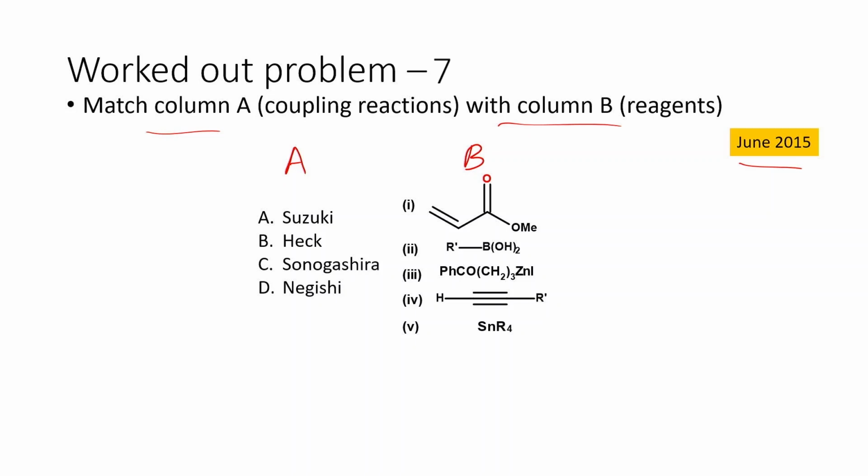In column A, the coupling reaction names given are Suzuki coupling, Heck coupling, Sonogashira coupling, and Negishi coupling. And we have some reagents that are used in these reactions. In column B, we have an alpha beta unsaturated ester, a boronic acid, a zinc reagent, an alkyne, and a tin reagent. So we have different types of compounds given, and we have to match which reaction uses which reagent.